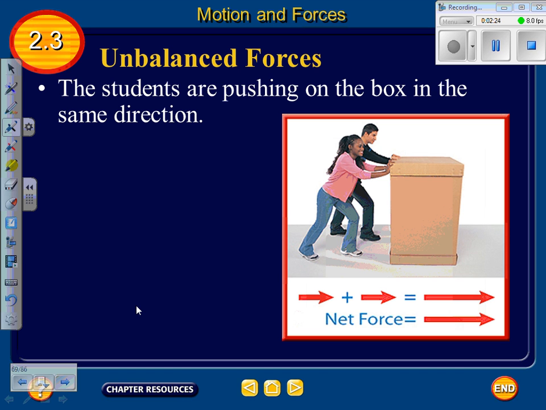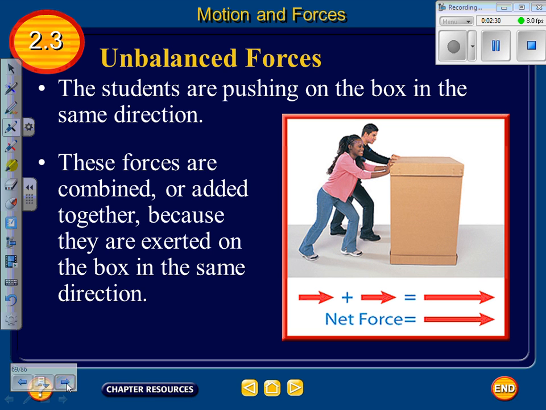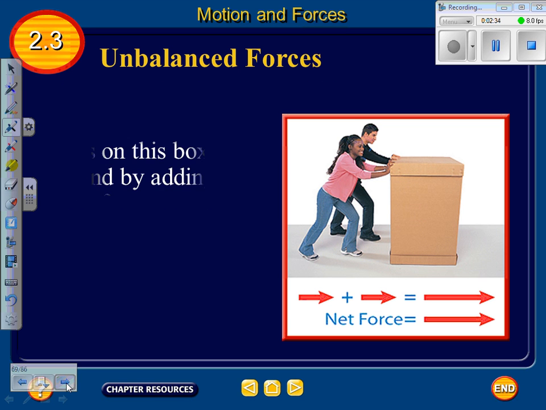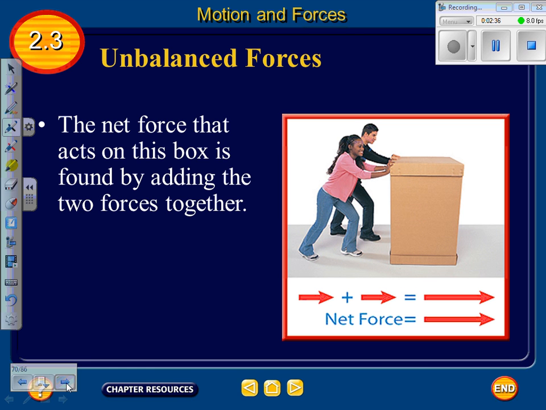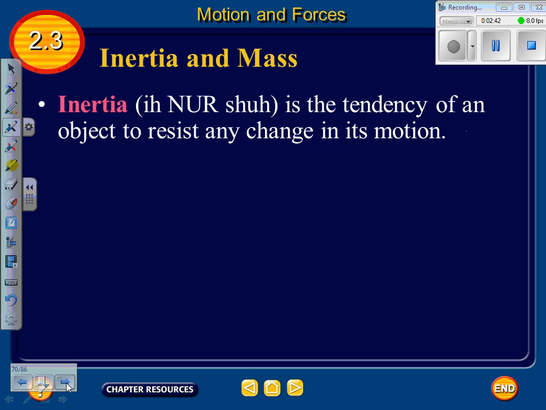Students are pushing on a box in the same direction. These are also unbalanced forces. These forces are combined or added together because they're exerted on the box in the same direction. The net force that acts on this box is found by adding the two forces together. Not that difficult to understand forces.